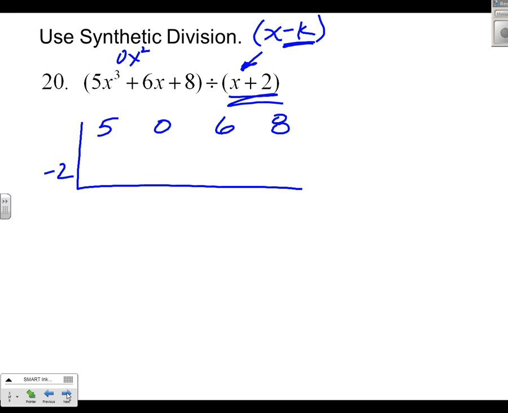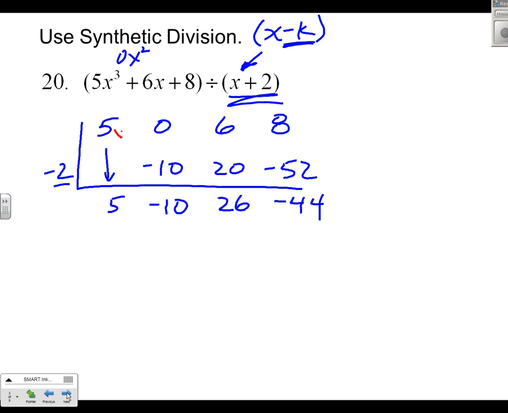I'm taking negative 2 into this. So we're going to synthetically divide. I bring down the 5, multiply by negative 2, add them, multiply by negative 2, add them, multiply by negative 2, add them, negative 44.